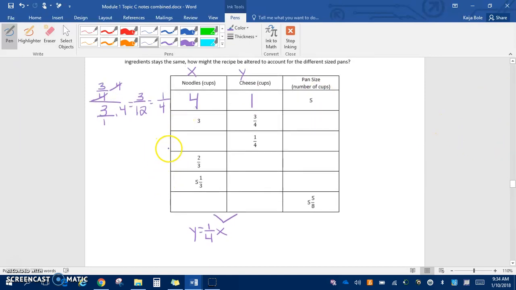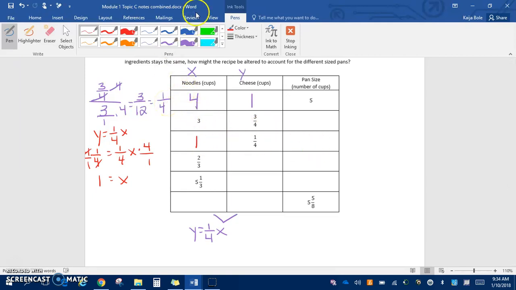And now if we're looking down the rows here, we can do the 1/4, the next row. I'm going to do that in red. So we're going to use our equation, our Y equals 1/4 X. We have our Y value, so we're going to have 1/4 equals 1/4 X. So to get rid of the 1/4, I'm going to multiply by 4 over 1 on both sides. So all of these 4's cancel over here, so we're left with 1 equals X. So I'm going to put 1 here for the cups of noodles.